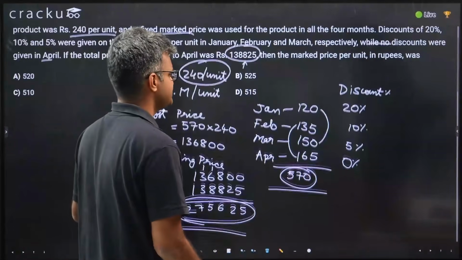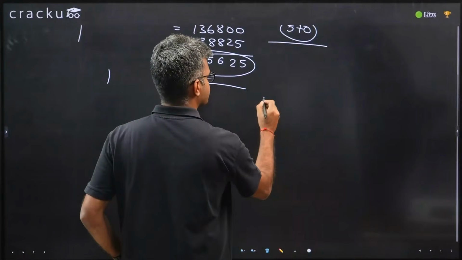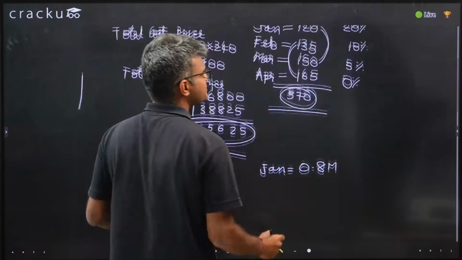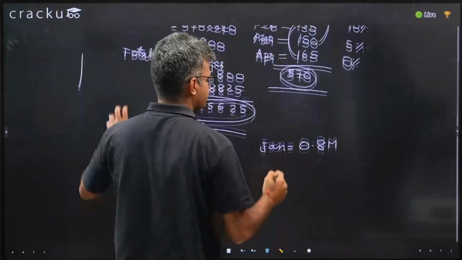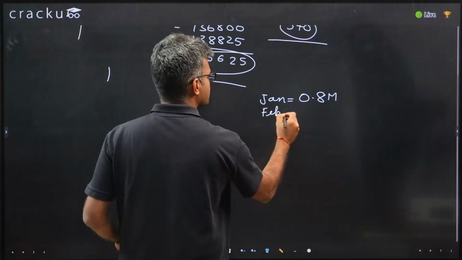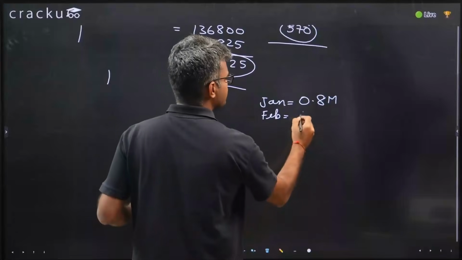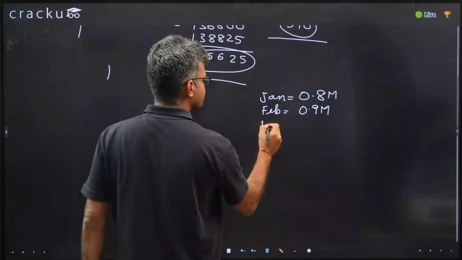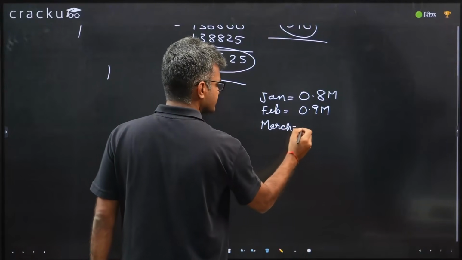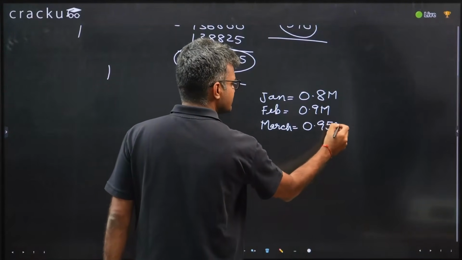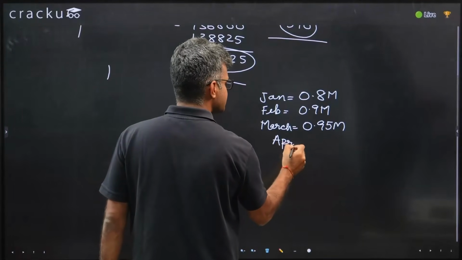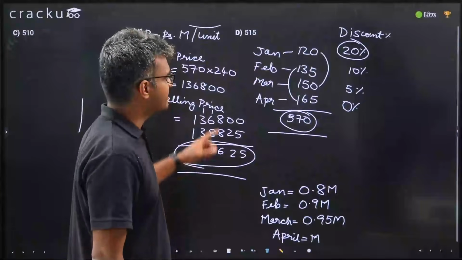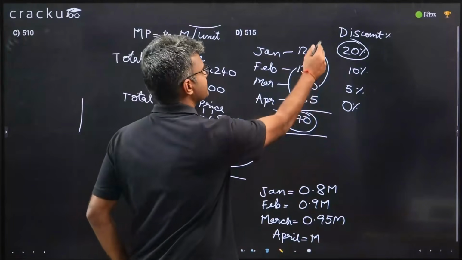So the selling price in January will be 0.8M. Why? Because the discount percentage is 20%. In February, it is 0.9M. And in March, it is 0.95M. In April, no discount was given, so the selling price is M. In each of the months, the total number of units sold also is given. It is 120, 135, 150, and 165.